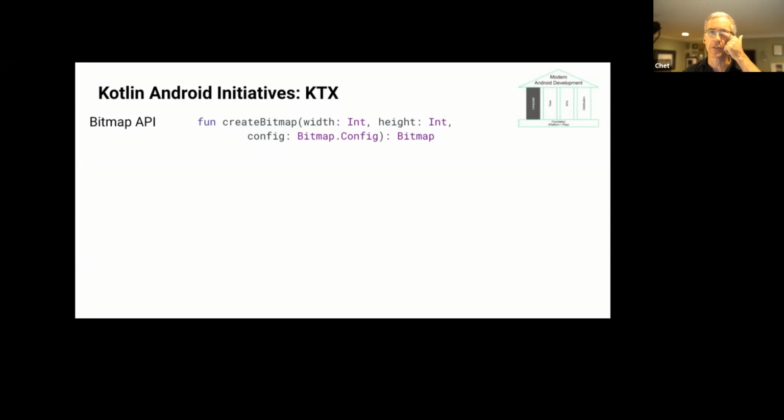I'm going to take a really quick look at an example here. So let's say you want to take the contents of a drawable and draw it into a bitmap. Then you're going to deal with a couple of the core APIs here.